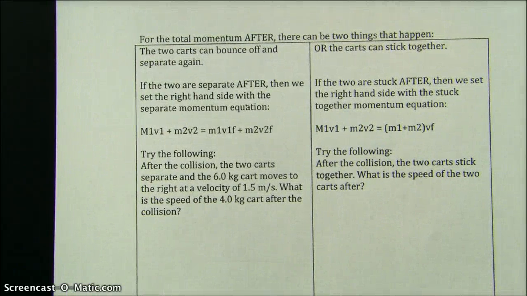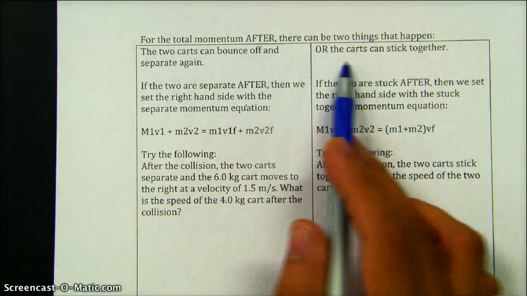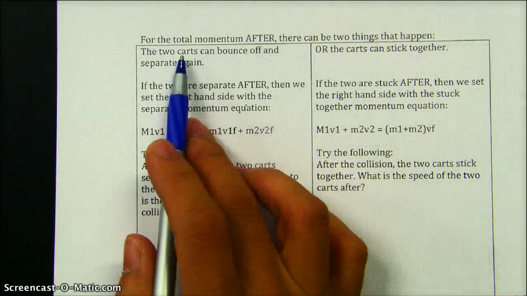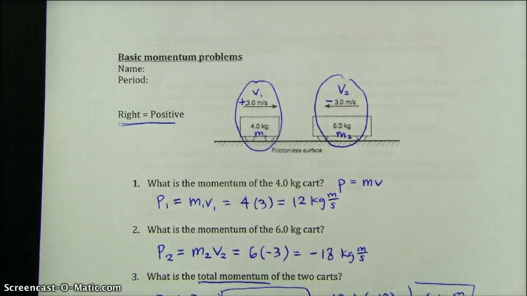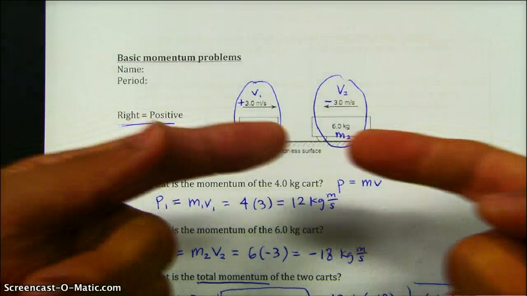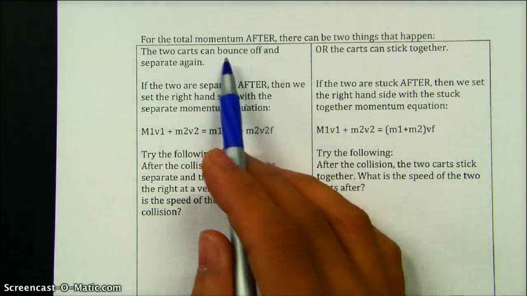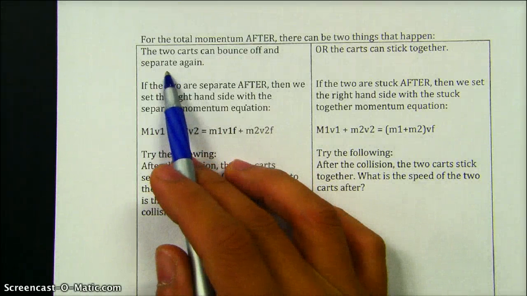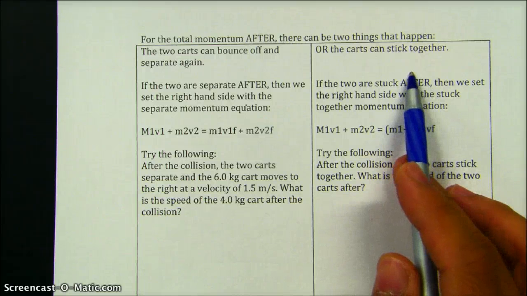So to find the total momentum after, in this kind of scenario, there can be two things that can happen. So let's look at these two separately. Before the collision, the two carts were separate like this. They were running towards each other. They were not stuck together. And if they hit each other, after they hit each other, they can either bounce off and separate again, or the two carts can get stuck together.